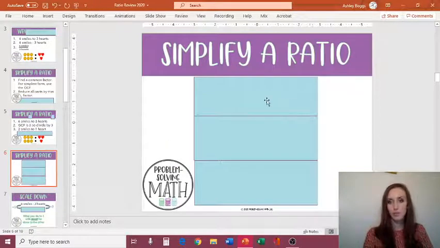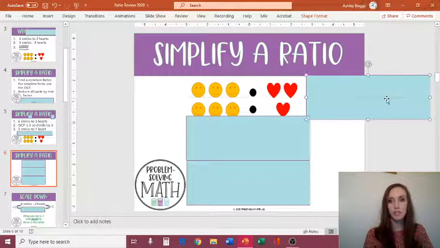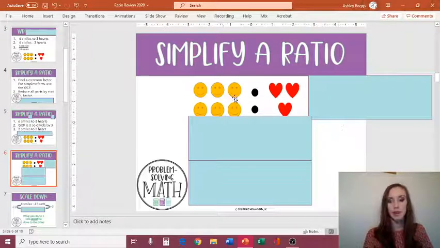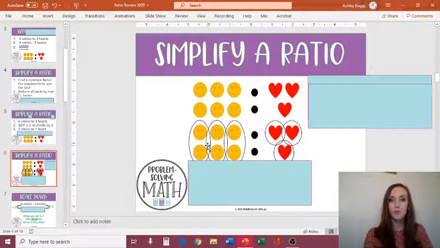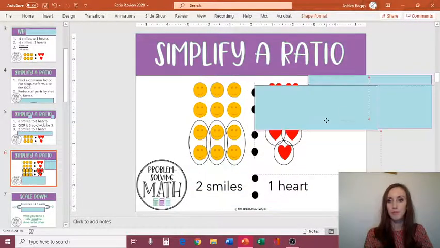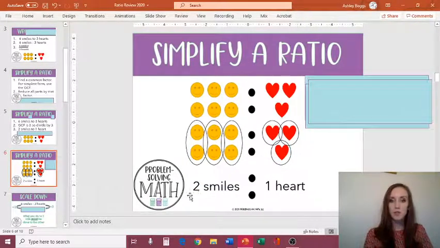Let's show this visually. We have our original ratio, 6 smiles to 3 hearts. When we divide this by the greatest common factor, we're going to be grouping those. So when we have 3 groups, we have 2 smileys in each group and 1 heart in each group, and that is our simplified ratio, 2 smiles to 1 heart.